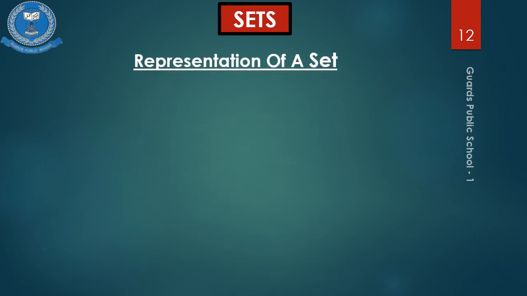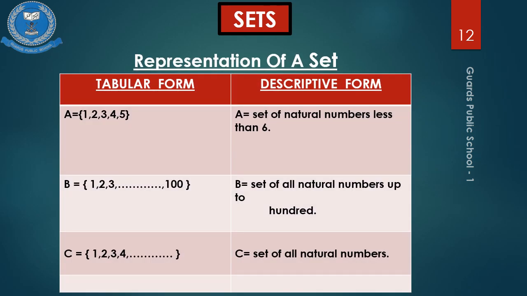Representation of a set. A set may be represented in two ways. The first one is the tabular method and the second one is the descriptive method. In tabular method, the members of the set are written within the brackets and they are separated from each other by commas. For example, set of natural numbers from 1 to 5 will be written as capital A is equal to bracket open 1 comma 2 comma 3 comma 4 comma 5 bracket close. As you can see, each member in the set is separated by commas.